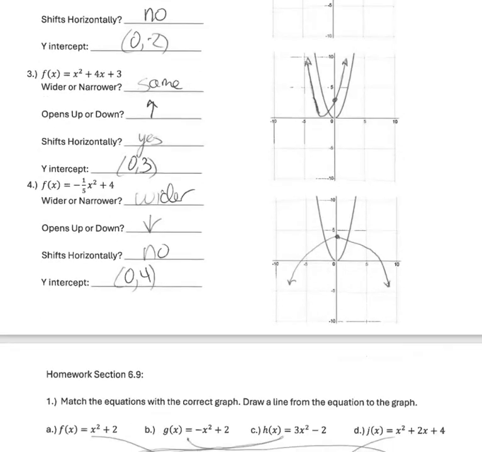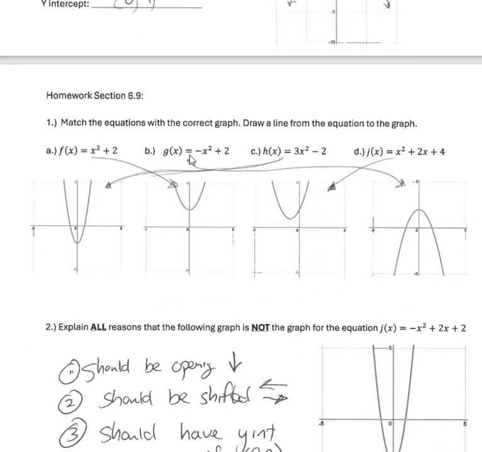And then on the last one, we know it's going to be wider because all the points are going to be 1/5 as high or low as they were before. It is going to open downwards. It is not going to shift left or right. And the y-intercept is going to be 4. All right, now let's take a peek at the homework.